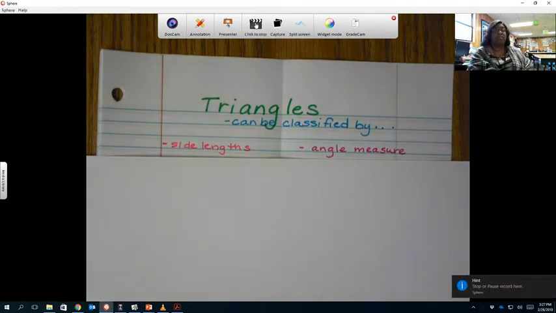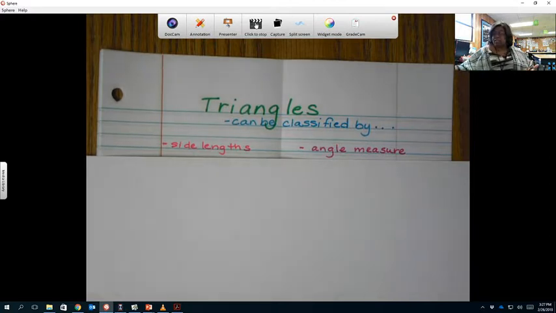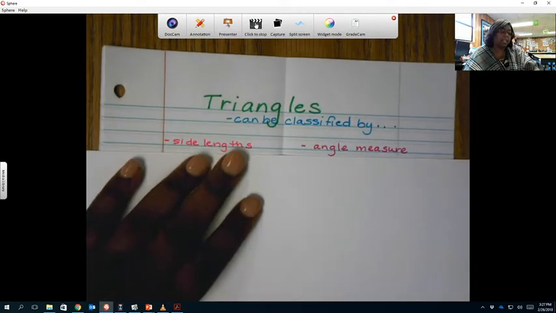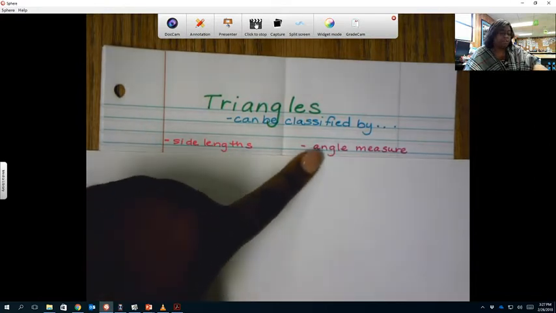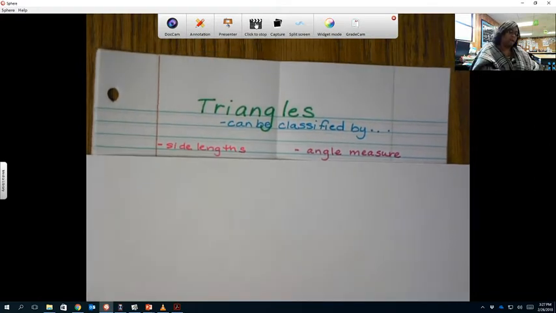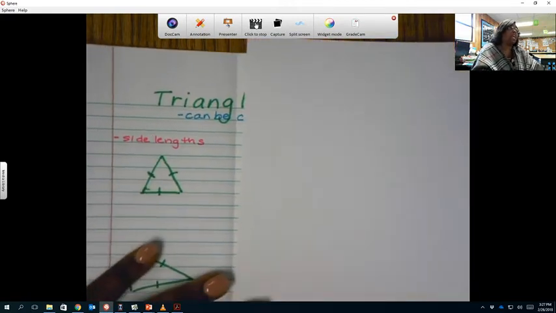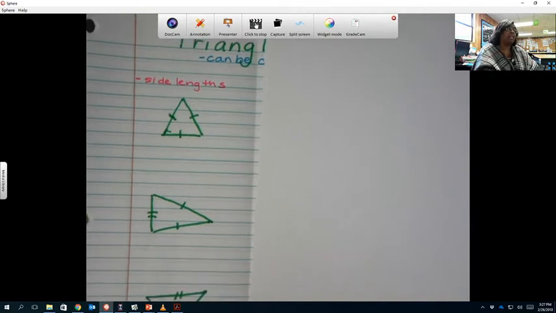Today we're going to be reviewing what we learned on Friday and then discussed a little bit more in detail today on triangles. A triangle is a polygon that has three sides and three angles, and they can be classified by either their side lengths or their angle measure. So let's take a look right now at just their side lengths.